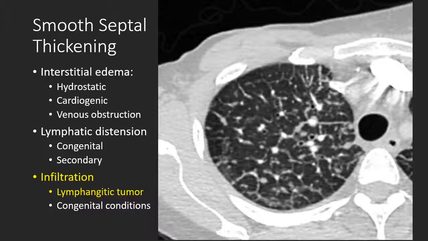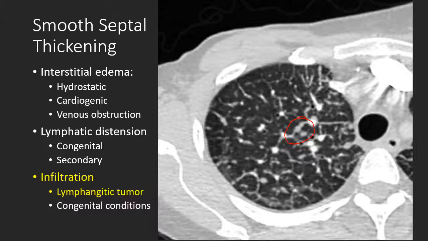Now as a sidebar, lymphangitic tumor can also be nodular, and that makes sense, right? There's tumor accumulation. We think of tumor as being nodules and masses, and that can happen. So we can see here that there's areas of a beaded appearance of the septum. So lymphangitic tumor can produce both smooth and nodular septal thickening.